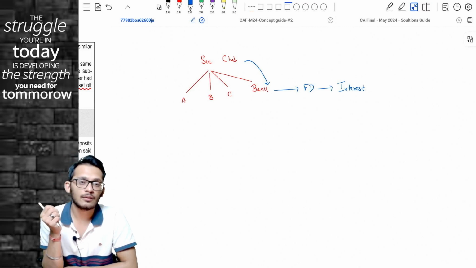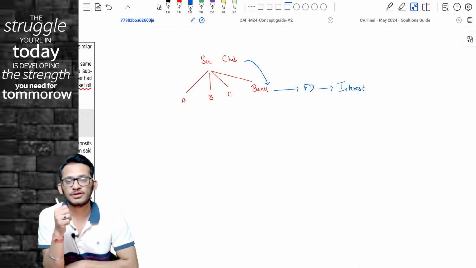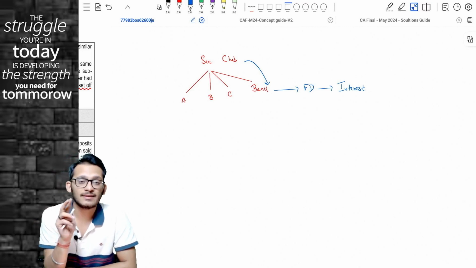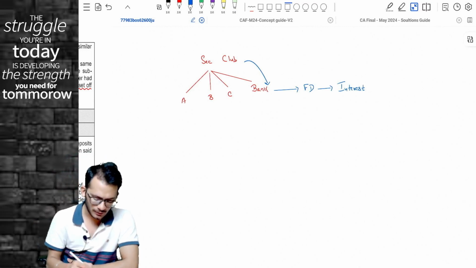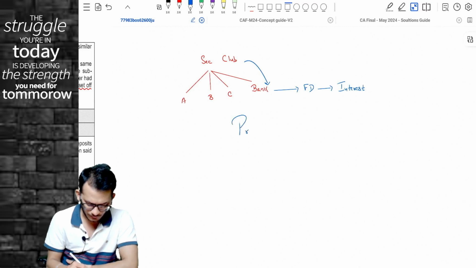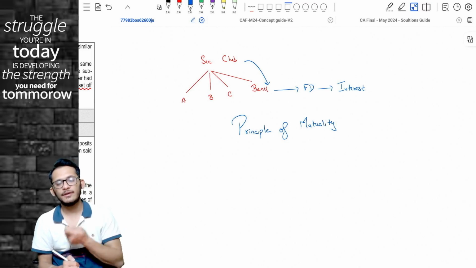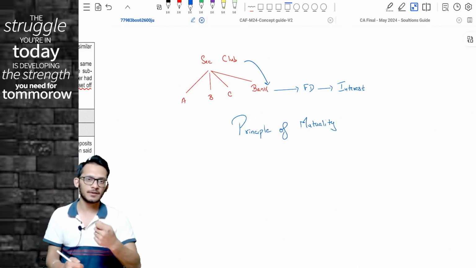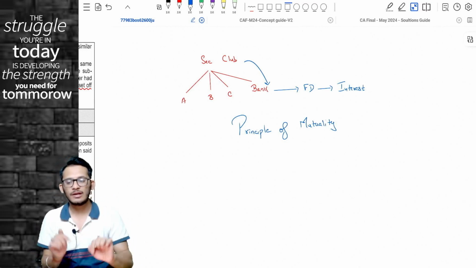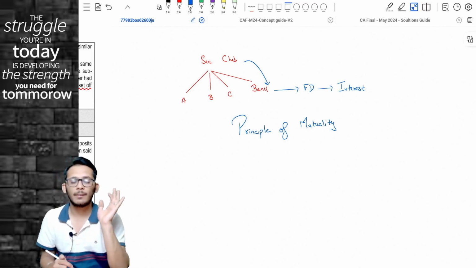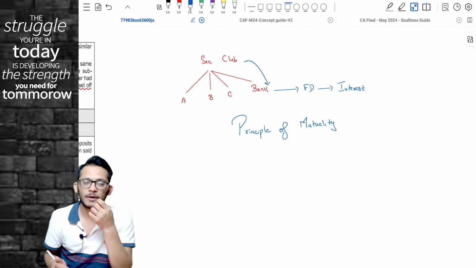Now, coincidentally, the bank is also a member of the Sikandrabad. If you remember the provisions of cooperative societies, normally there is a concept called the principle of mutuality. The principle of mutuality says that a person cannot earn income from itself, which means if it is going to provide any services to its members, the benefit of which is going to come to all the members, in that case the income will not be taxable.